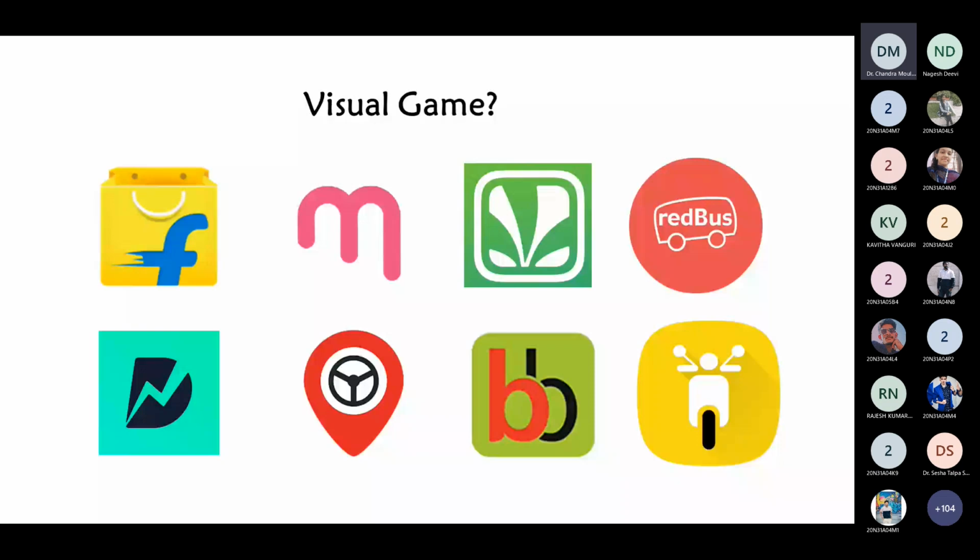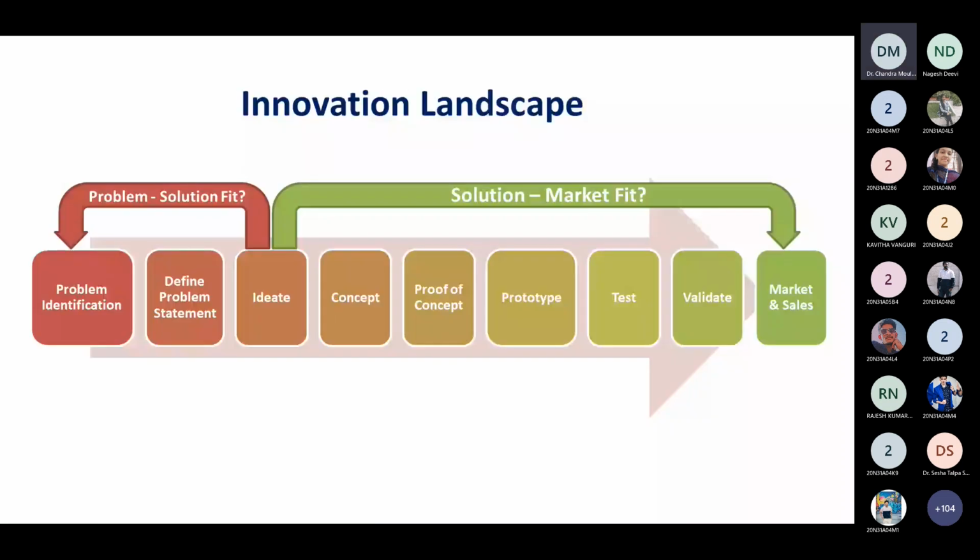So most of the logos and most of the companies I showed to you are unicorns, and all of them, I can say, have followed the innovation landscape. They have identified the problem, they have defined the problem, and then they have gone through the prototyping process, a number of iterations, then to the market, product, and sales. Okay, so now let us go to the original game, where the prototype happens.